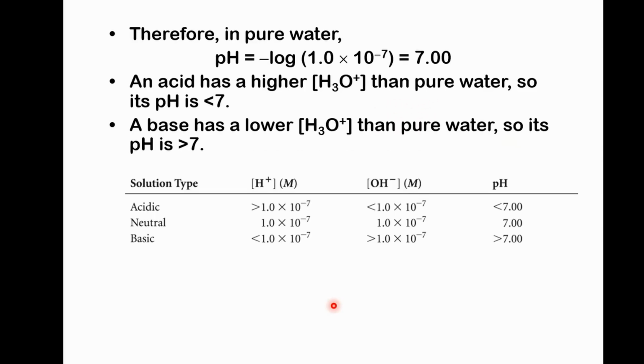So how do we know if a solution is acidic? If an acid has a hydronium ion concentration that's higher than what it normally is in pure water, we say it's acidic. So a pH less than 7. And so here's our neutral. They're equal in concentration. Here's something that is acidic, and here is basic. So pH of 9, that's basic. pH of 14, that's real basic. pH of 6, that's acidic.